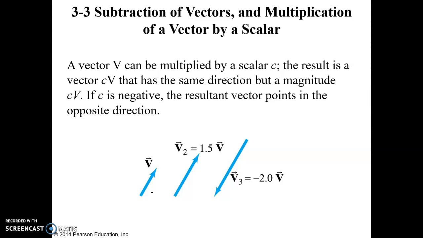So here we have a vector v. I can call this v1. I can add one subscript here. It's going up and to the right, and it is whatever its length is. Its magnitude we'll just say is 1. Okay, so if we multiply v1 by 1.5, what does that do to it?